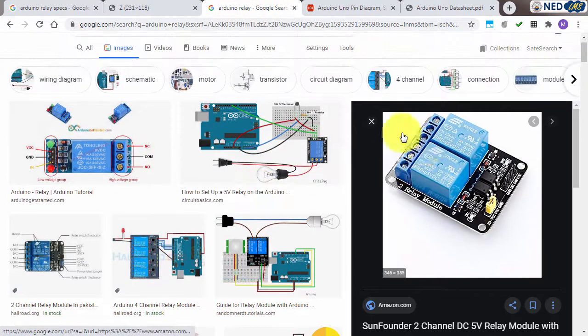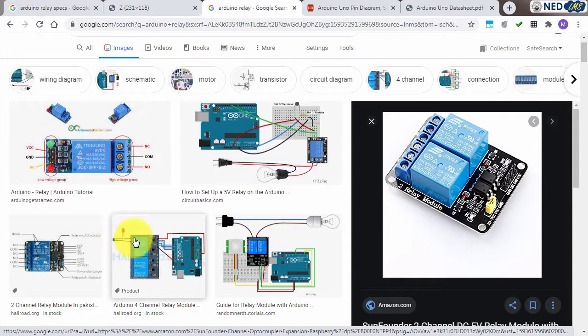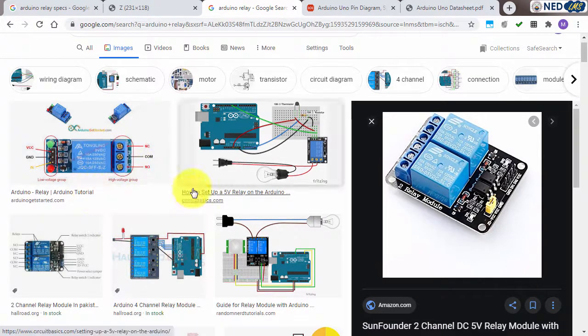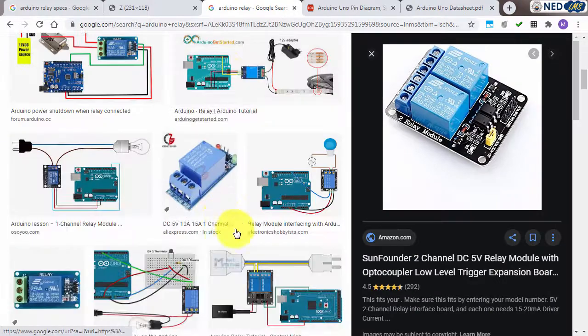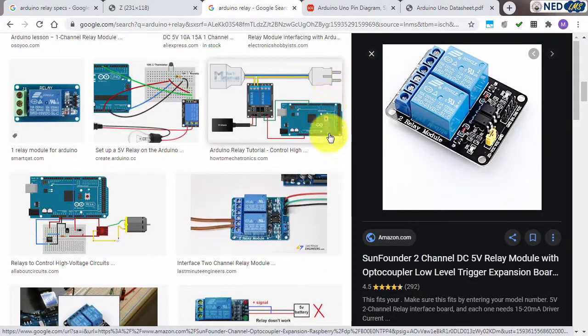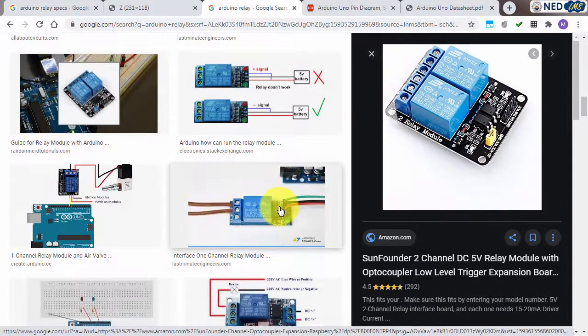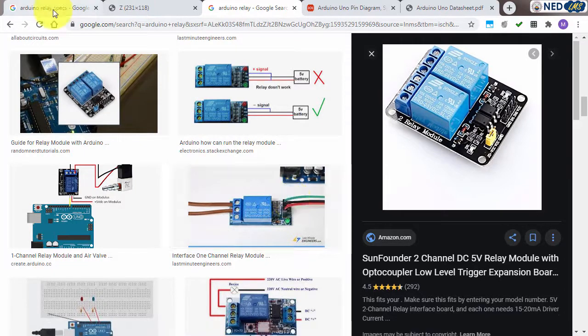I mean, they look like this. We have 1 or 2 relays, and they might have 4 relays, and it's also possible that you have 8 relays in a single board. So it depends on the requirement.